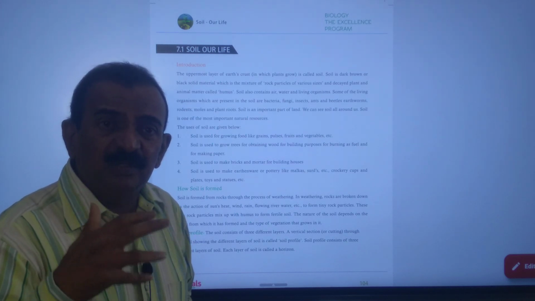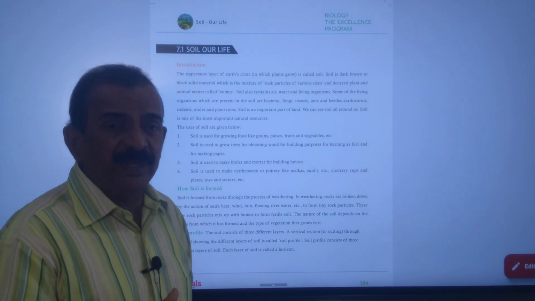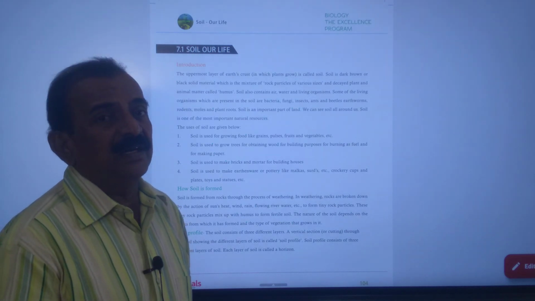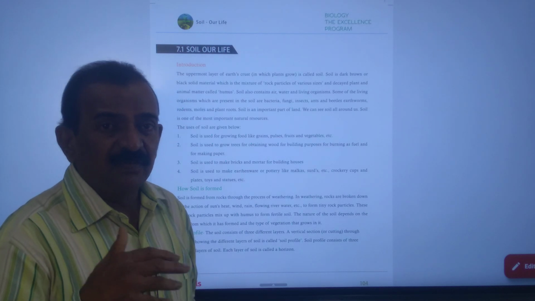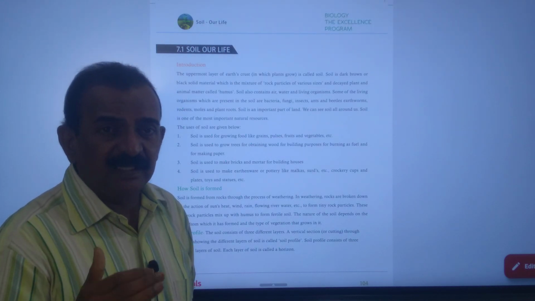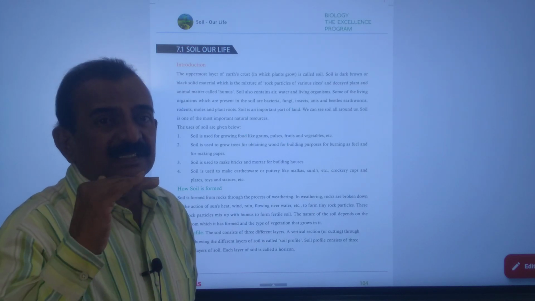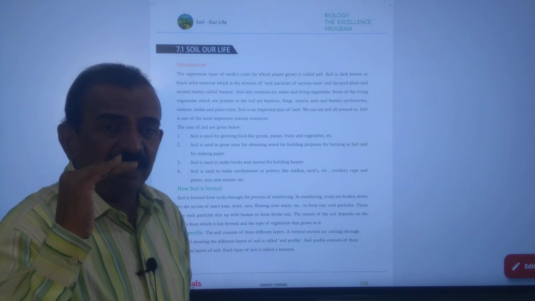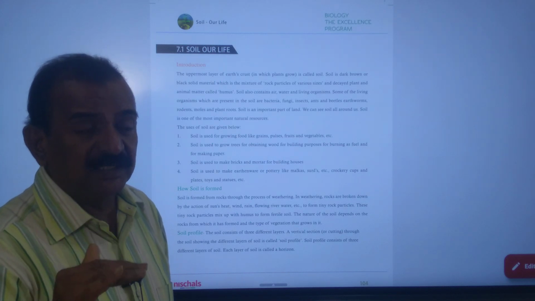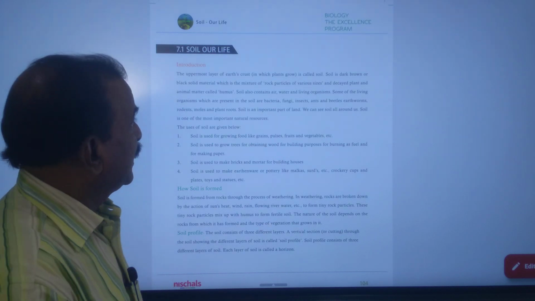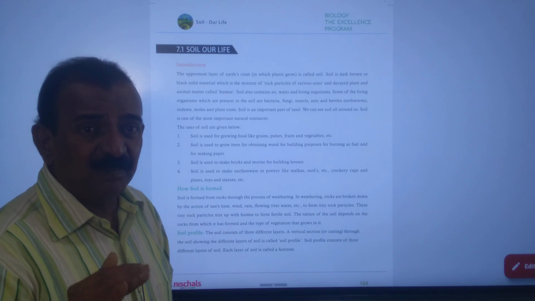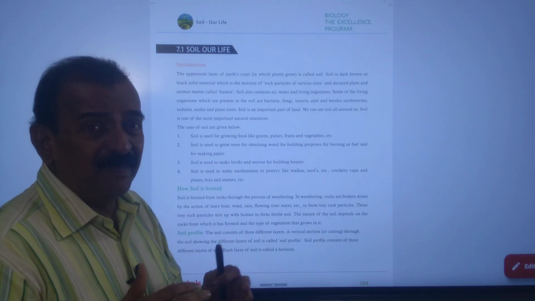And I told you some of the factors like wind, rain, and climate. These factors are necessary for the weathering of rocks, and thereby a layer is formed on the earth's crust. That outermost layer of the earth's crust is called soil. Soil is dark brown, or maybe black in color.